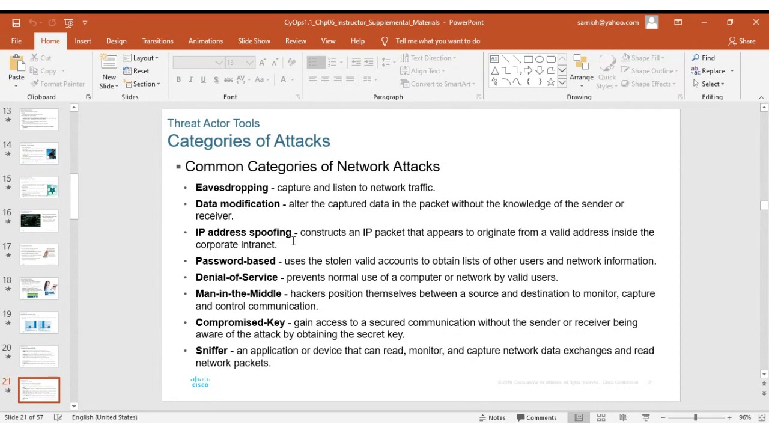So we have a sniffer, which is normally an application or device that can read, monitor, and capture network data exchanges and read network packets, especially the packet tracer. So you can use a packet tracer to sniff, to see what is in transit between two devices. The only challenge is that Wireshark can only monitor your network, or the devices in your network. It cannot monitor devices outside your network.